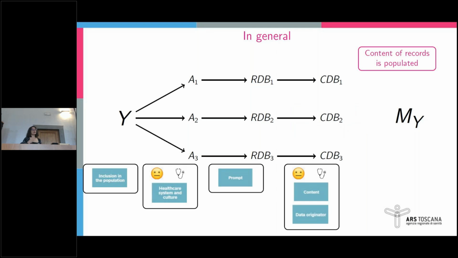And then the content of the records is populated, right? And this now may depend on the person. For example, on exposure stratum. You get to the emergency room with a rash, and they ask you, which medicines do you take?